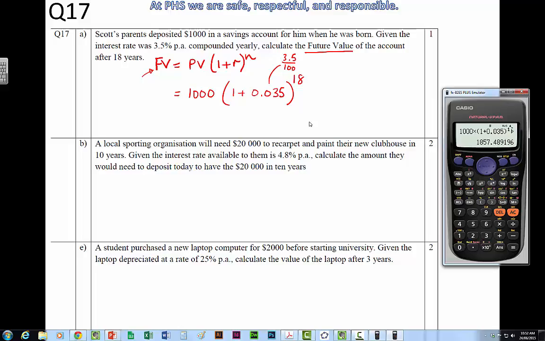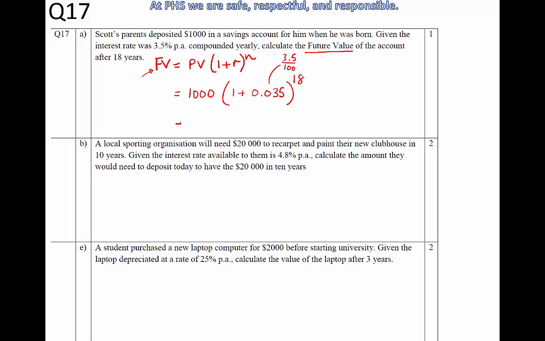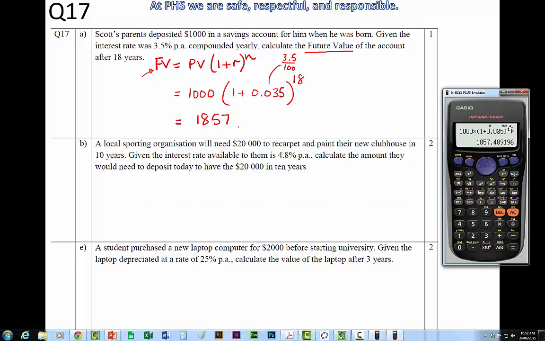So 1857, let's see, I wonder if I'll be able to write at the same time. Nope, okay, hang on a sec. 1857.489196.